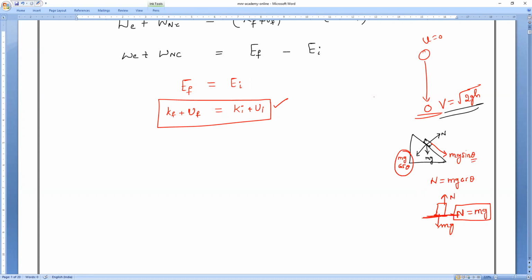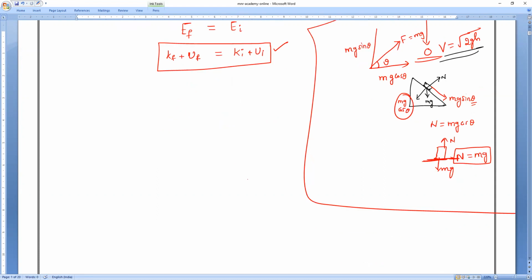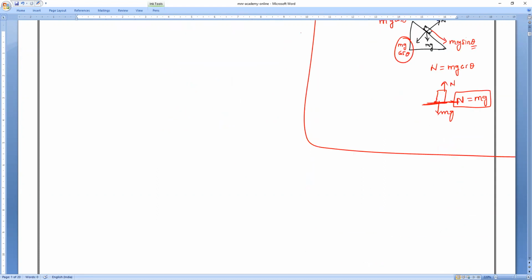mg cos theta. Suppose here is the angle theta, and the resultant force Fg is equal to mg. Then this component will become mg cos theta, and the opposite one will become mg sin theta. This is the previous knowledge which we studied in the previous chapters. If you remember that, it is easy to solve the questions.